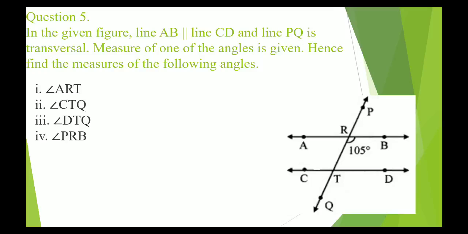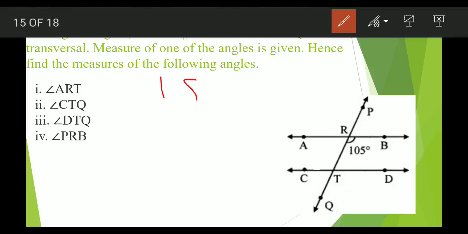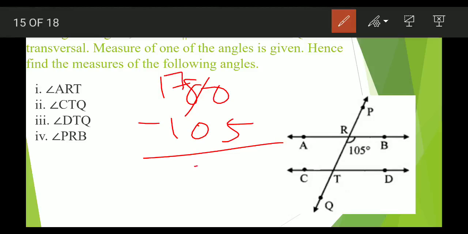That is 180 minus 105. Let's calculate: 180 minus 105, so the answer is 75. So ART is 75 degrees. Next is CTQ. ART is congruent to CTQ. Why? Corresponding angle. If this is 75 degrees, automatically CTQ will be 75 degrees.